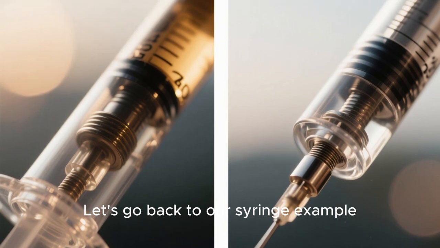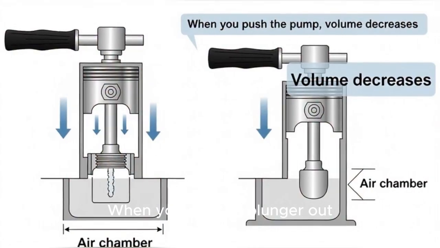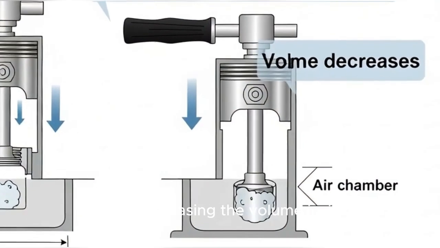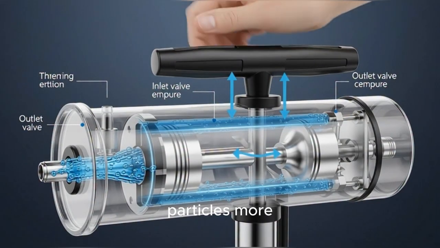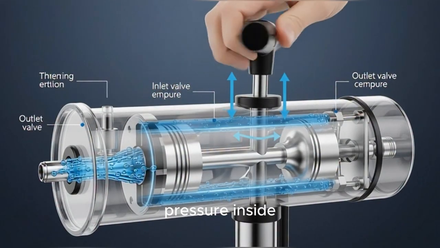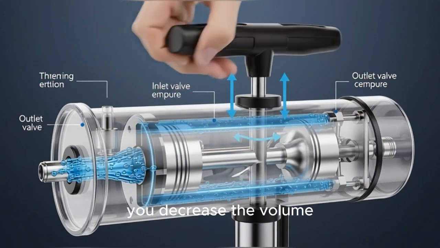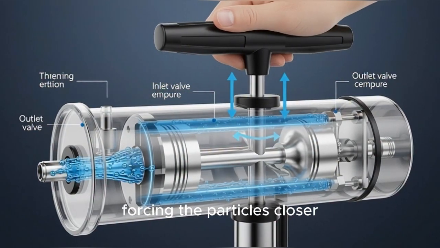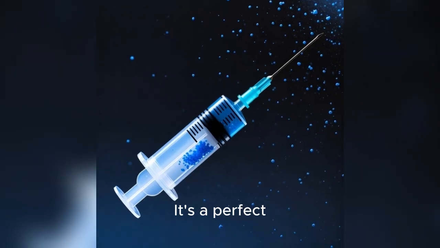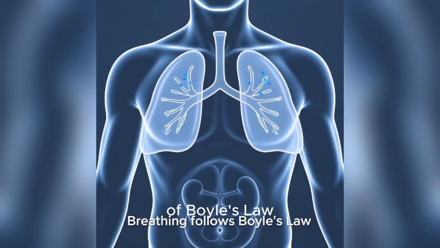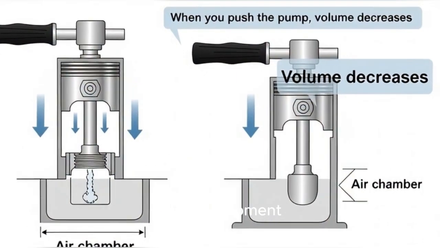Let's go back to our syringe example. When you pull the plunger out, you're increasing the volume inside. This gives the air particles more space, so the pressure inside drops. Conversely, when you push the plunger in, you decrease the volume, forcing the particles closer together and causing the pressure to rise. It's a perfect real-world demonstration of Boyle's law. You can feel the resistance increase as you compress the air, right? That's the pressure building up, but it's not just in lab equipment.